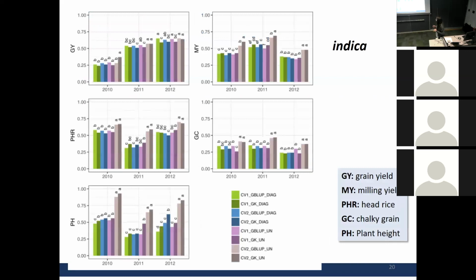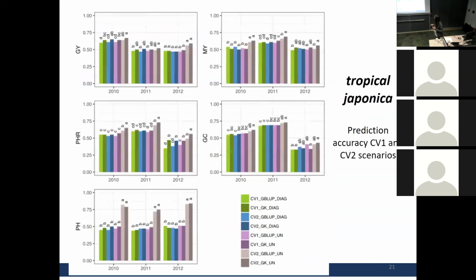And these are the results from the prediction accuracies for each trait in the indica data set. I know there's a lot of things going on in this plot, but I want you to focus only on these 2 pink bars for each year and each trait. These two pink bars correspond to the cross-validation scheme 2, the one when we try to predict lines that were tested in some environments, but not in others, using the unstructured covariance matrix. So these are actually the only ones that are more different than the rest.